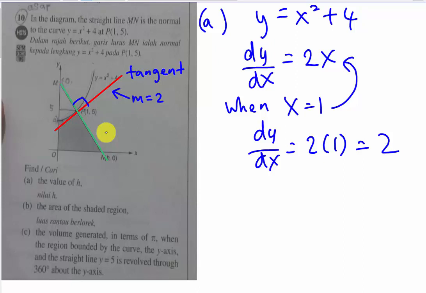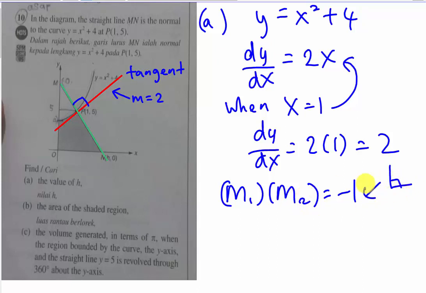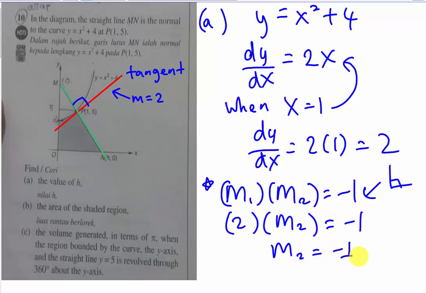And then I know the normal is perpendicular to the tangent. For perpendicular lines, we have a formula, which is m1 multiplied by m2 equals -1. It means the first gradient multiplied by the second gradient gives -1 when the lines are perpendicular. So I have 2, and m2, the gradient of the normal, gives -1. So the gradient of the normal equals -1/2. That means the gradient for this line is now -1/2.